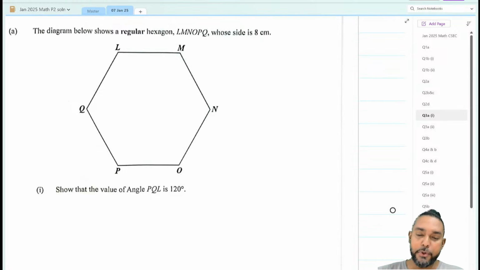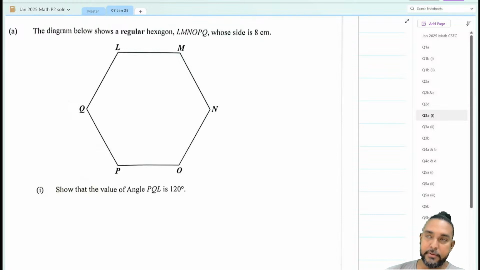Okay, the diagram below shows a regular hexagon. Regular doesn't mean its bowel movements are constant and consistent. It has to do with the fact that all the side lengths are equal, right? So the hexagon PQ, whose side is 8 centimeters, so all of the edges there are 8 centimeters. Show that the value of angle PQL. So PQL is this angle here, right? Okay, so they want to show that the angle on the inside is 120.